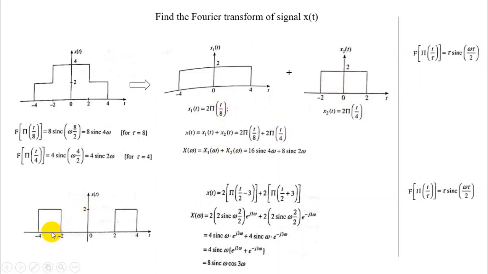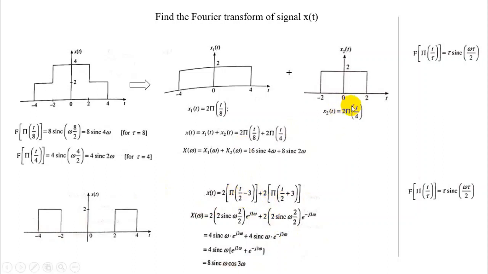However, in that case, our center for this portion might be at the middle point. The middle point between -4 and -2 is -3, so t by 2 -3 would be written here. So why should we write 2?